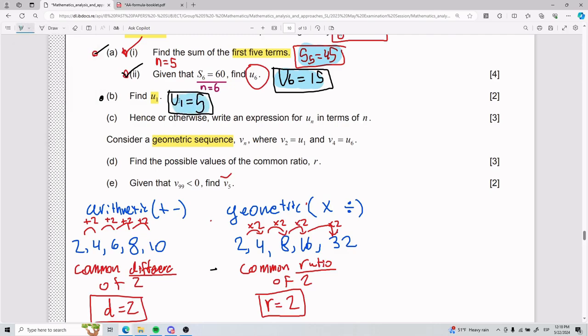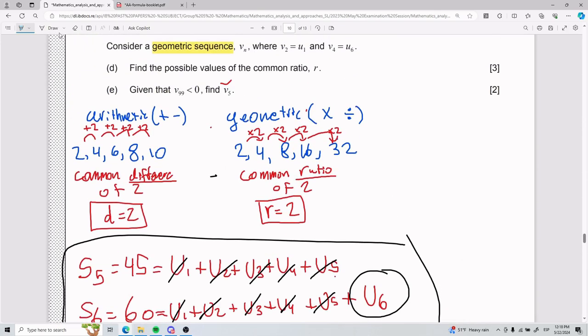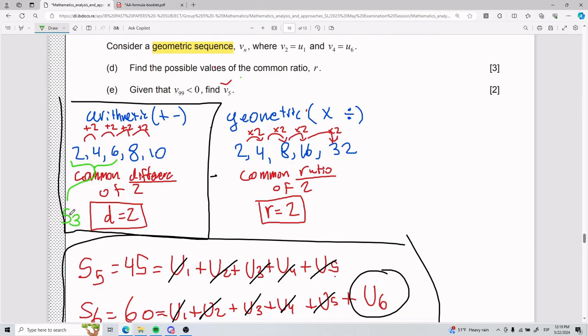Now, that being said, there is another way to find U1, which is fairly quick, and I would like to show it to you guys. Okay? And so technically, if I look at this example for the arithmetic sequence over here, think about it this way, and this is a very logical approach. S of 3, for example, is going to be the sum of the first three. S of 2 is going to be the sum of the first two. And S of 1, I know it sounds kind of troll, but technically S of 1 is just the sum of the first one.